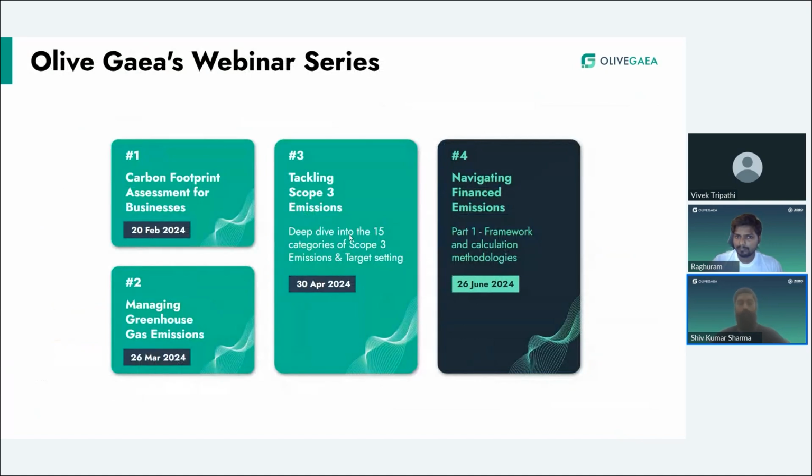We started this series of webinars in January as part of a continuous effort to help companies deliver better in their net zero journeys. This is the fourth webinar in the iteration. For the first three webinars, we delved into the very foundation of what it means to do a carbon footprint assessment for your business, how to manage different scopes of greenhouse gas emissions, and then we also delved into how to tackle scope 3 emissions, which are a very big problem for the industry currently.